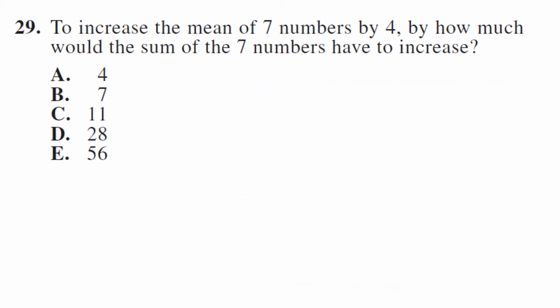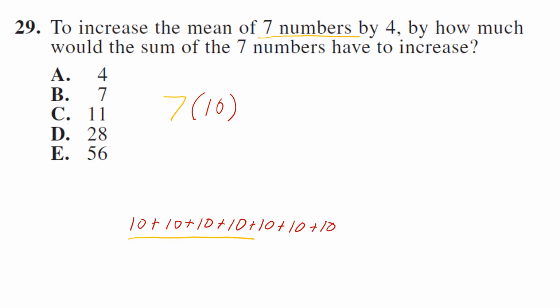To increase the mean of 7 numbers by 4, how much would the sum of the 7 numbers have to increase? I'm just going to plug in a number. I'm going to say each number is 10. If we want to visualize it a different way, you could write down the number 10 seven times and divide that by 7. So 7 times 10 divided by 7 equals 10. That's pretty easy to see, right?